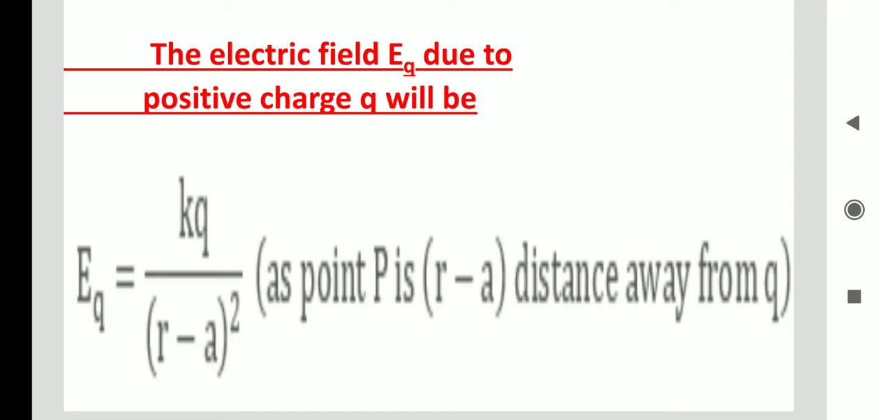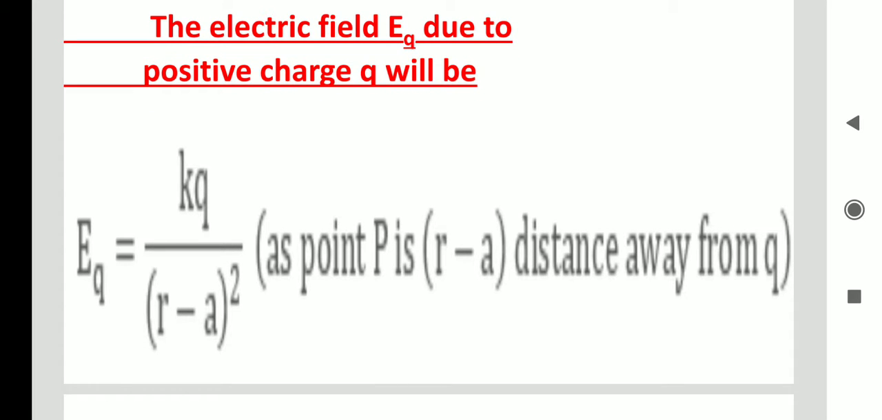And the electric field due to negative charge is minus KQ by (R plus A) whole square. But due to the positive charge, it is KQ by (R minus A) whole square. That is the difference between the positive and negative.